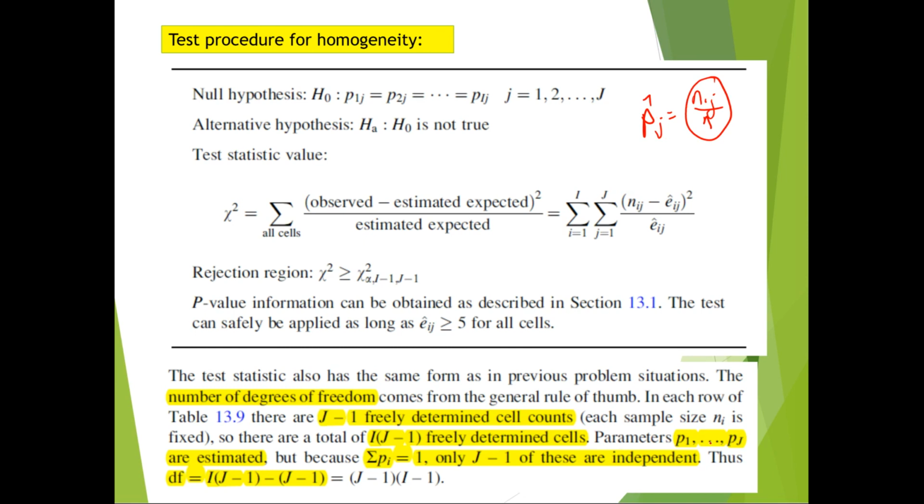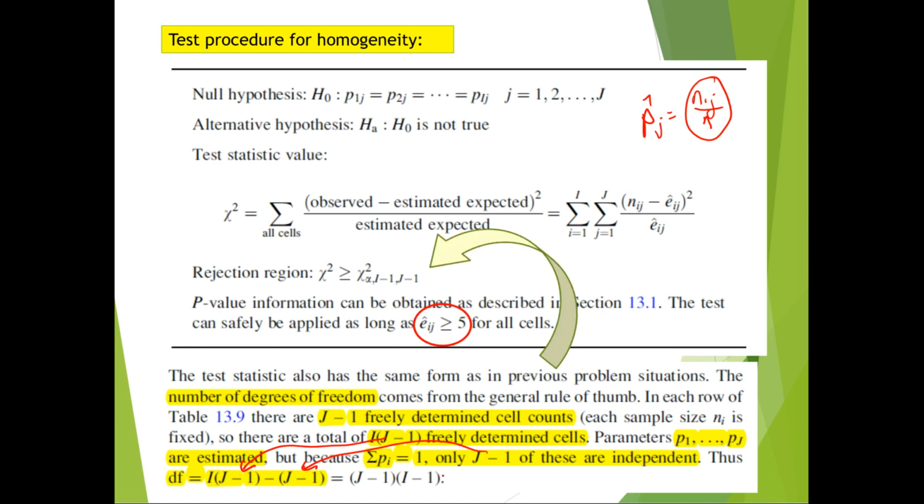So parameters P1 to Pj are estimated, but because the sum of the proper proportions is equal to 1, only J minus 1 of these are independent. So from this, we have I times J minus 1 degrees of freedom minus another J minus 1 degrees of freedom. And that is I minus 1 times J minus 1. And that's where this comes from.